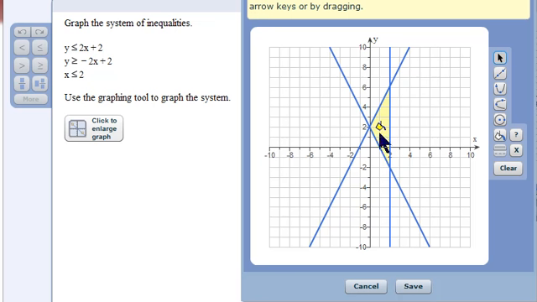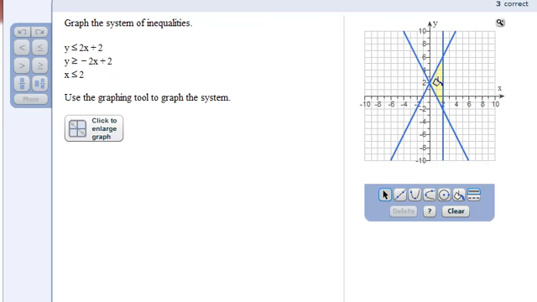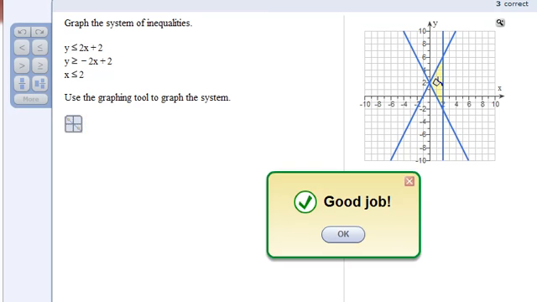And that would be the graph of the solution set to this system of inequalities. Any point in the shaded area would be a solution, and any solution should be in the shaded area. That's how systems of equations or systems of inequalities work. Okay, so I'm going to check my answer. It tells me I'm right, and I'm done with this one.